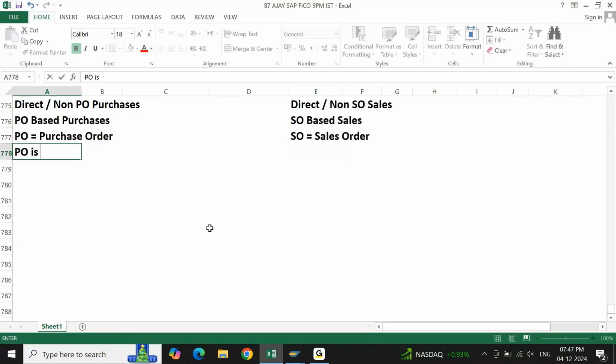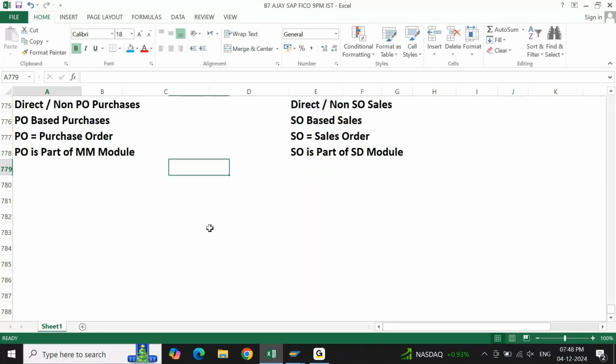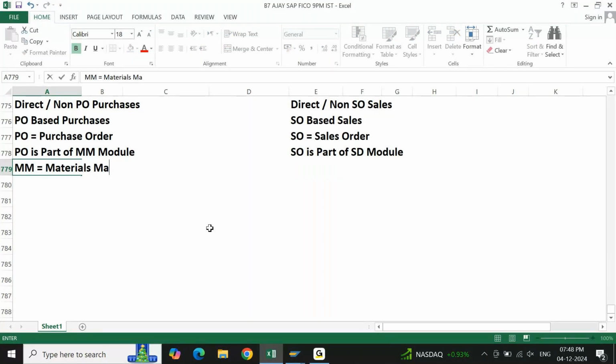PO is part of which module? MM module. SO is part of which module? SD module. Here MM is equal to what? Materials management. SD is equal to what? Sales and distribution.